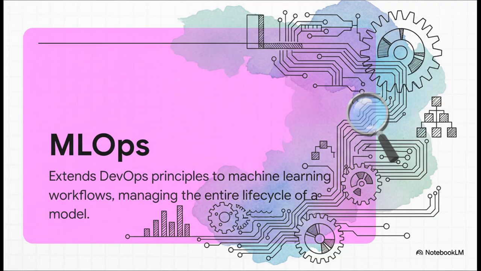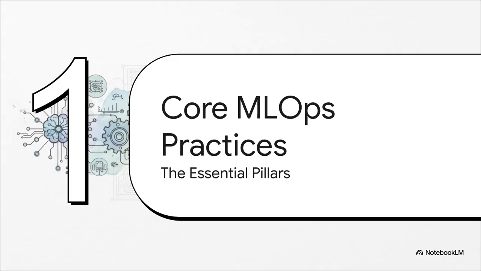Well, think of it this way. You remember how the DevOps movement brought discipline and automation to software delivery? MLOps does the exact same thing for the Wild West of machine learning. It takes those same proven principles, versioning, automation, monitoring, and applies them to the unique world of AI. At its core, MLOps is really built on 4 essential pillars. These are the foundational practices that bring order, sanity, and most importantly, reproducibility to your AI workflows. Let's break them down, one by one.